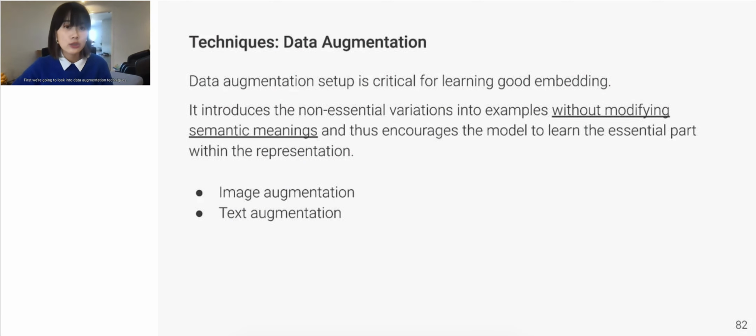First, we're going to look into data augmentation techniques. Proper data augmentation is critical for learning good and generalizable embedding features. It introduces non-essential distortion into training samples without modifying semantic meanings, and thus encourages a model to learn the essential part within the representation. We will look into augmentation techniques for images and text, respectively.